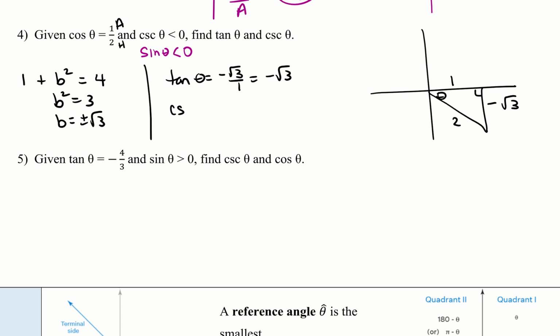The cosecant is the reciprocal of sine. So sine is opposite over hypotenuse, so I'll do hypotenuse over opposite. And I'll just rationalize this and move the negative out front to negative 2 root 3 over 3.